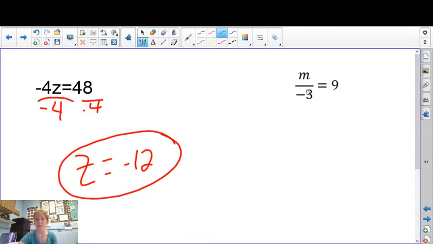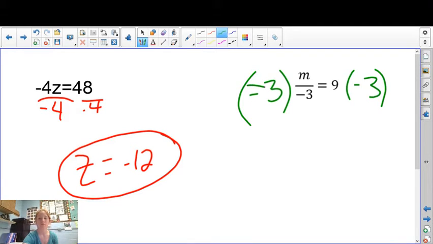My next example, I have a division sign, or a fraction. Fractions, or division, are undone with multiplication. I'm going to multiply both sides by whatever is on the bottom, in this case -3. So those will cancel out, and I'm left with m equals -27.